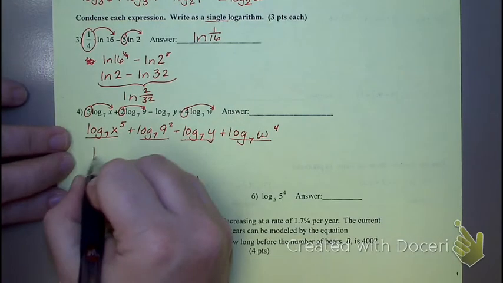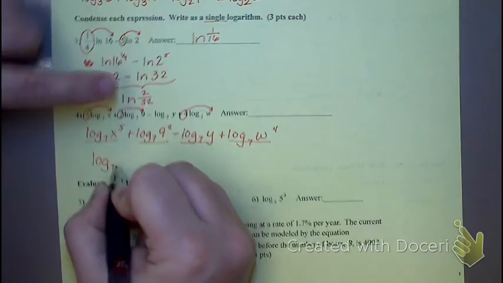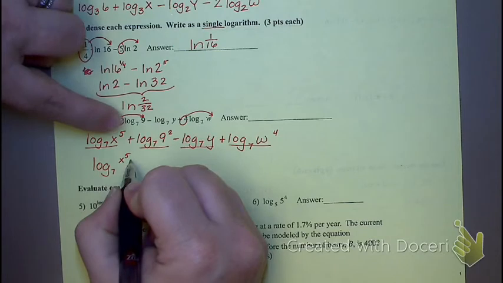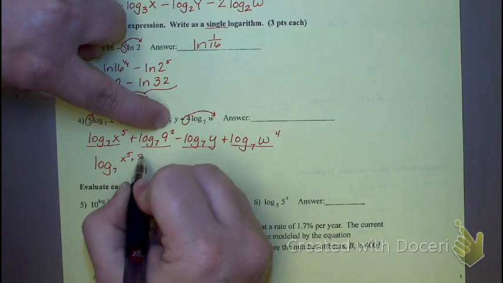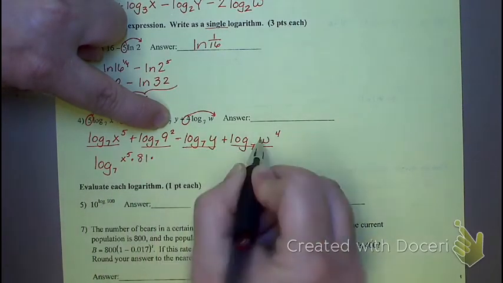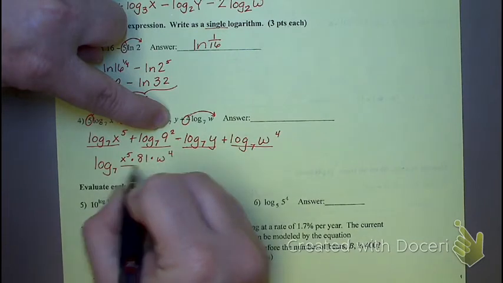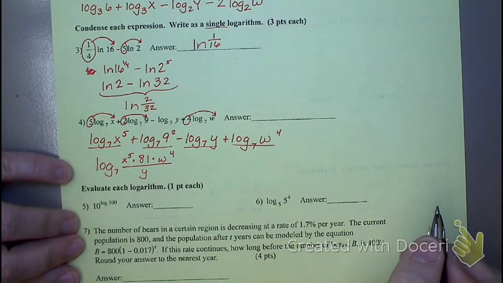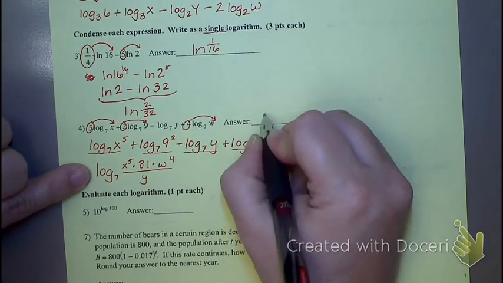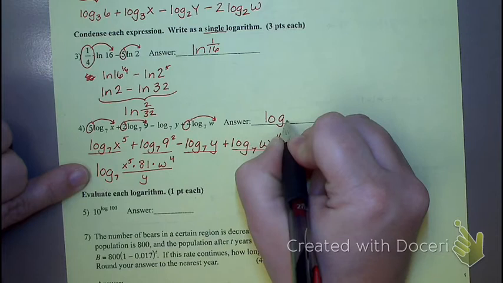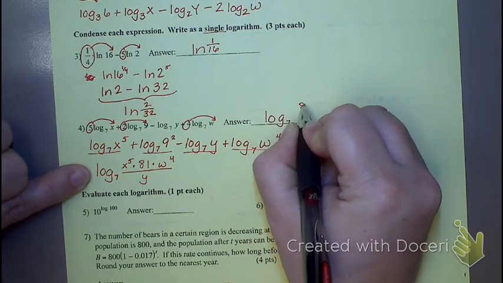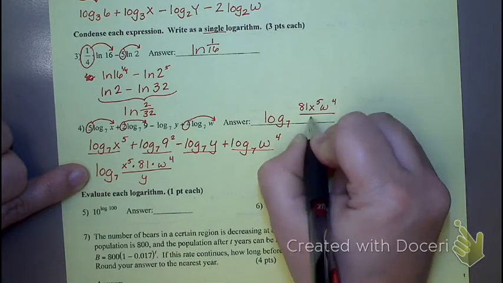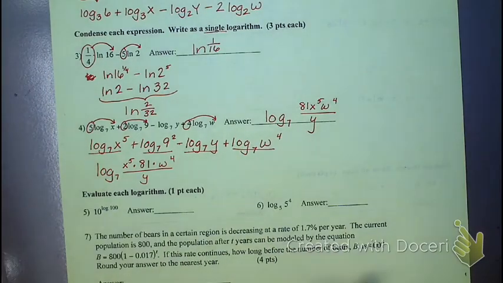And that guy's going to go on the top. So I'm going to have log base 7 of x to the 5th times 9 squared, which is 81, times w to the 4th. All that goes on the top. This is the only guy that goes on the bottom. All right, so let's see if I can write that a little bit nicer in my answer. I've got log base 7 of 81 x to the 5th w to the 4th over y. And that's what my answer should look like.